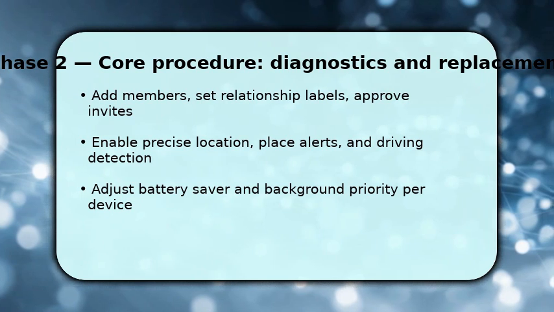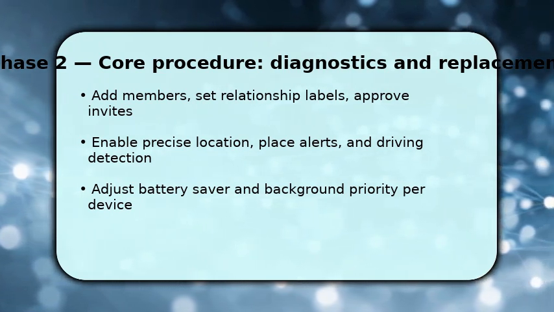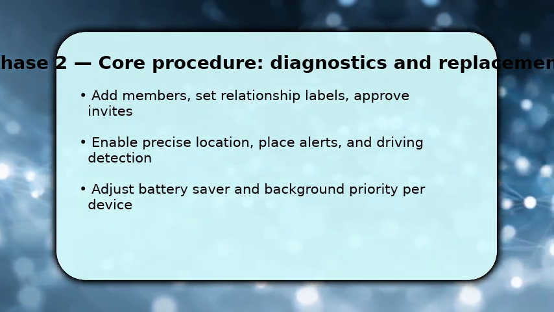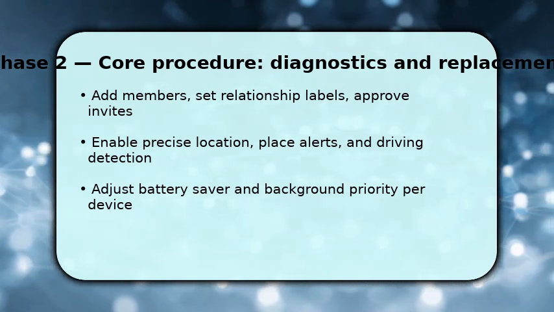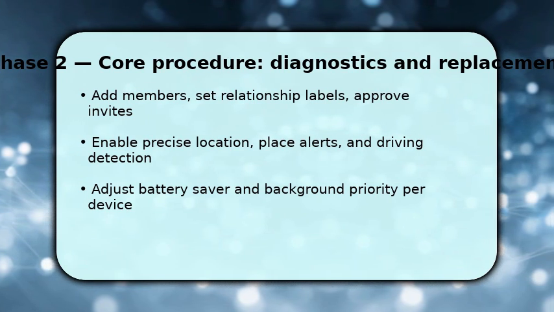Make sure to adjust battery saver and background priority on each device so Life360 can run uninterrupted. Otherwise, locations may update infrequently and cause gaps in tracking.